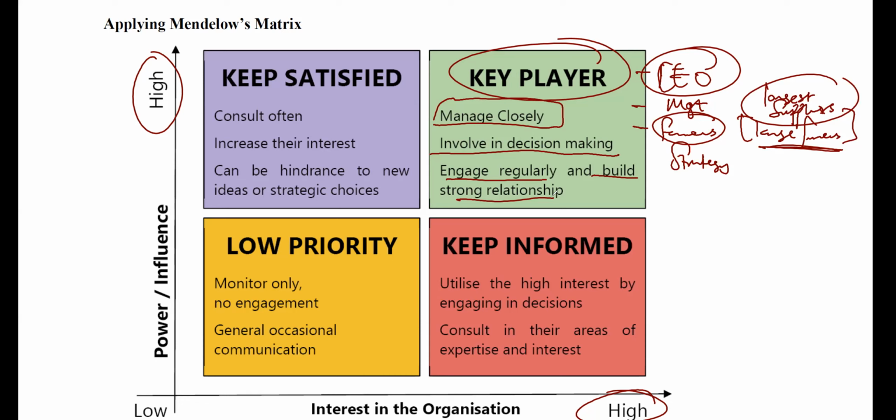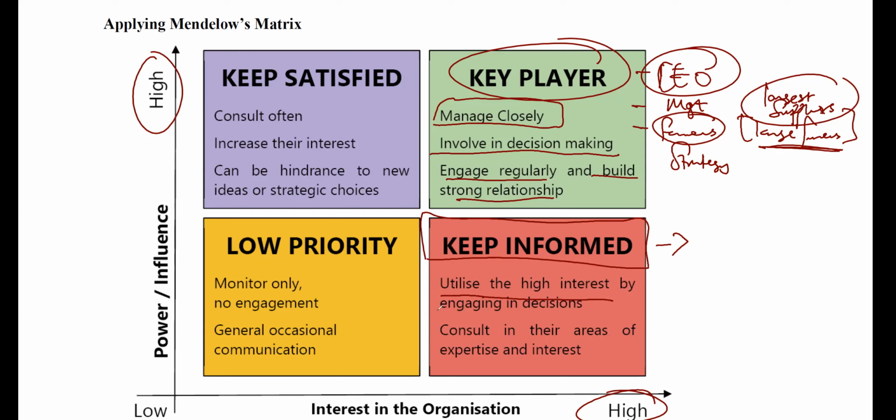Yes, Prof. So what do we do if he's a key player? We manage them: involve them in decision making, engage them regularly, build a strong relationship with them, right? Okay. Now, if the stakeholder has very high interest in your business and low power, these people you just keep informed. So if tomorrow your boss said, Julius, don't come to work tomorrow, do you have any say? No, you don't have any say, right? Because though you have interest, you have less power. Do you understand? So we just have to keep you informed.